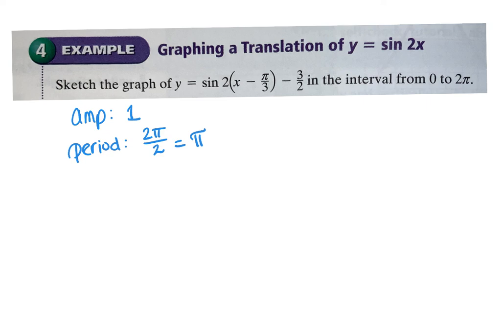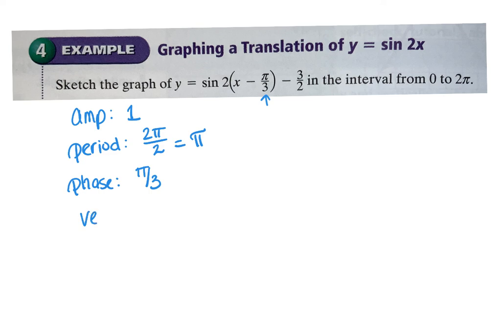All right, my phase shift, what's my phase shift going to be? It's actually going to be this guy right here, but we're going to negate him, right? So it's going to be positive pi over 3, which means which way is it going to shift, left or right? Remember, when you negate it, it actually shifts the way you think, because we've already negated it. So it's going to go right pi over 3.